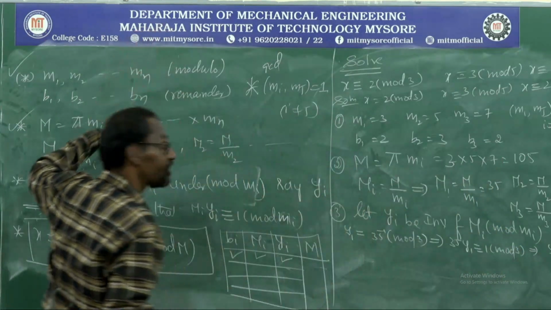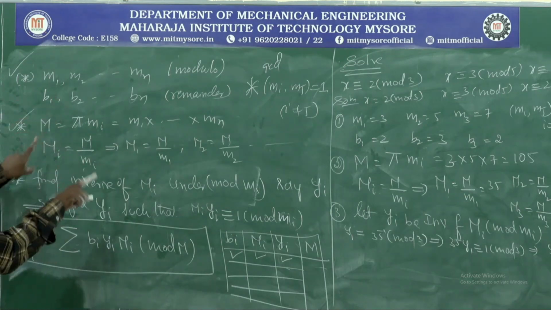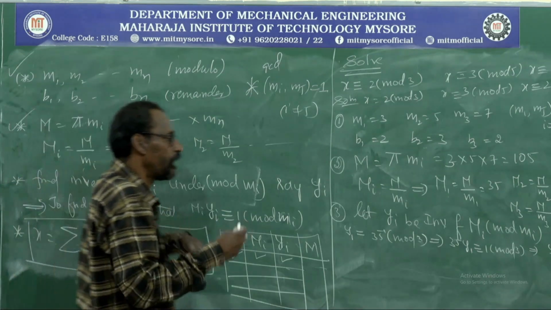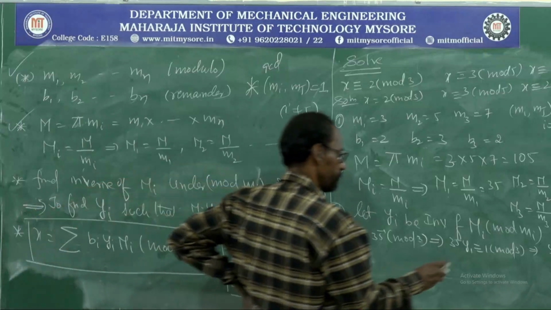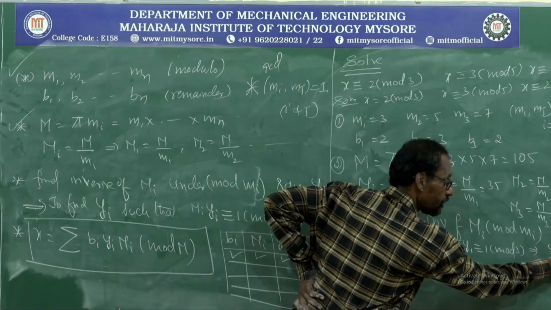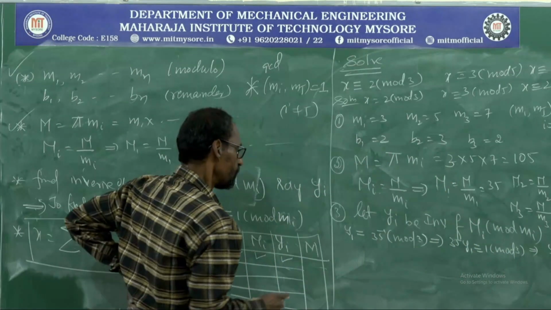You follow the procedure that I already taught. Either you do it by inspection, or by the GCD method, or using the Euclidean algorithm method. You can find y1 is going to be 2. That is, 35 times 2, when you divide by 3, the remainder is 1.